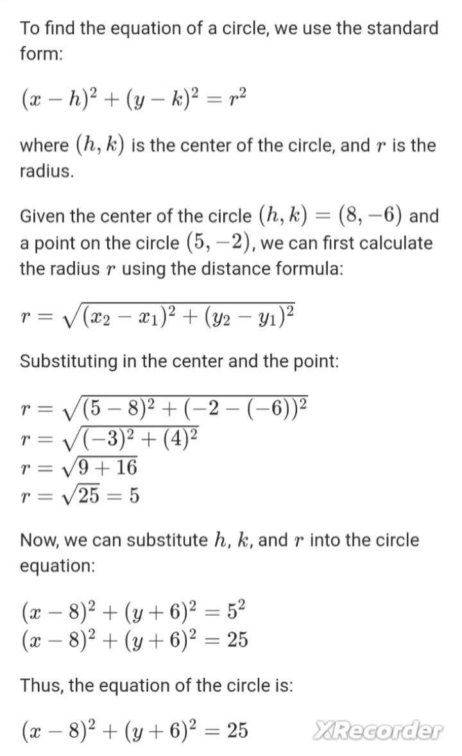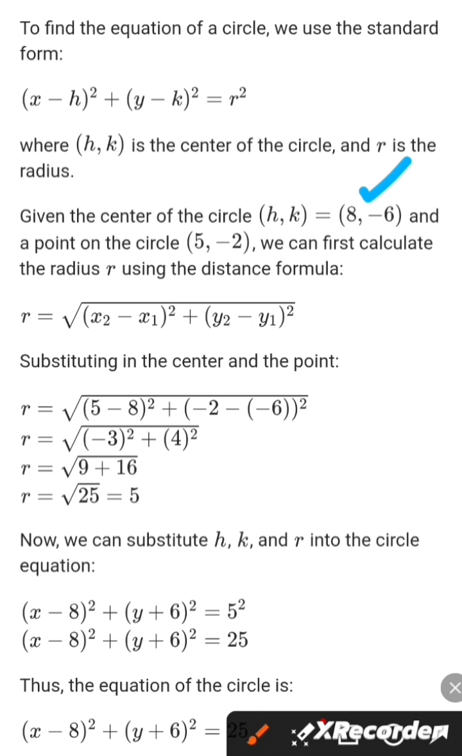Exercise 12.1, sum number 2, is given: find the equation of a circle whose center is at 8 comma minus 6 and a point on the circle is 5 comma minus 2. Now we know that the equation of the circle in the standard form is (x minus h) whole square plus (y minus k) whole square equals r square, where h and k are the center of the circle, which is given as 8 comma minus 6.